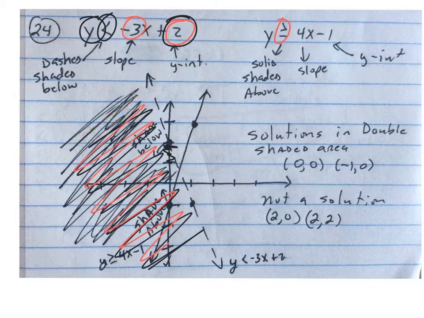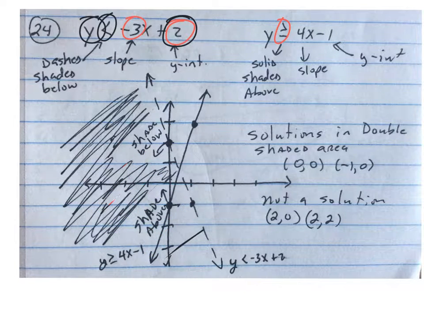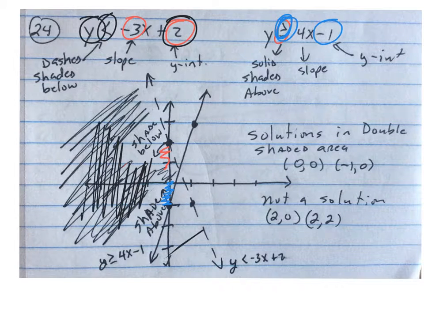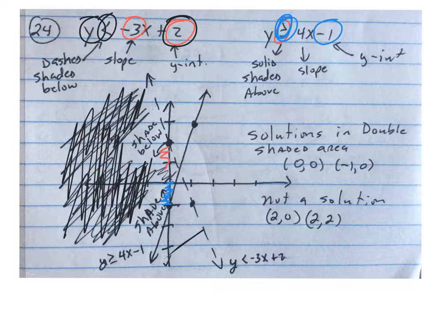Now, when you do that, you don't really have to shade the whole thing. You wait till you see what the other side needs to be shaded. Like for instance, this is y is greater than -1. So -1 is right here, so up. Whereas this one was down. And notice they both meet in this section here. So that's the double shaded region. And that's the area where all the solutions would be.